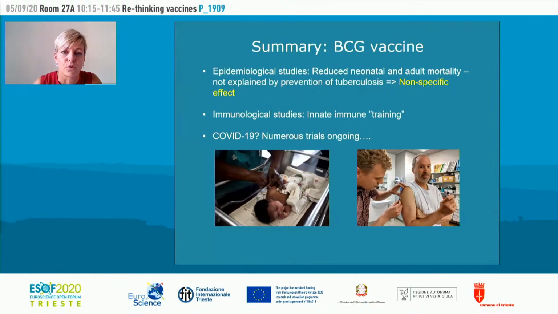So to sum up what I've shown you here for BCG vaccine, we have epidemiological studies, many of them showing that BCG is associated with reduced neonatal, child, and even adult mortality. And this is not explained by prevention of tuberculosis. This is a nonspecific effect of BCG. And we have immunological studies starting to tell us how this takes place through training of the innate immune system and its cells. And this, of course, has led to speculations whether BCG can be used against COVID-19. And as many of you know, or may know, it is also now being tested in numerous randomized trials all around the world.